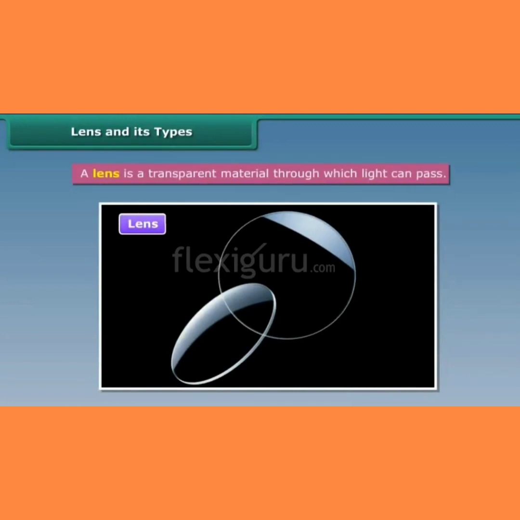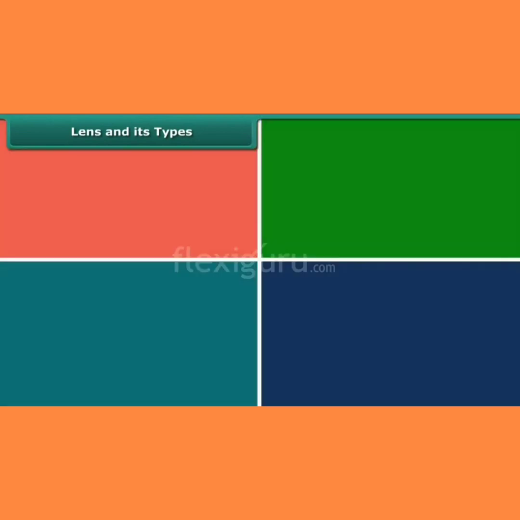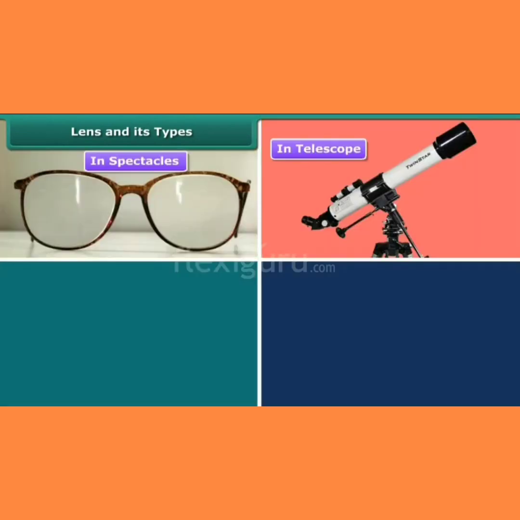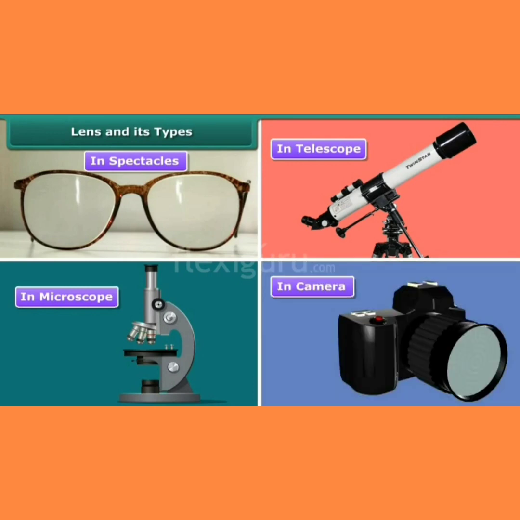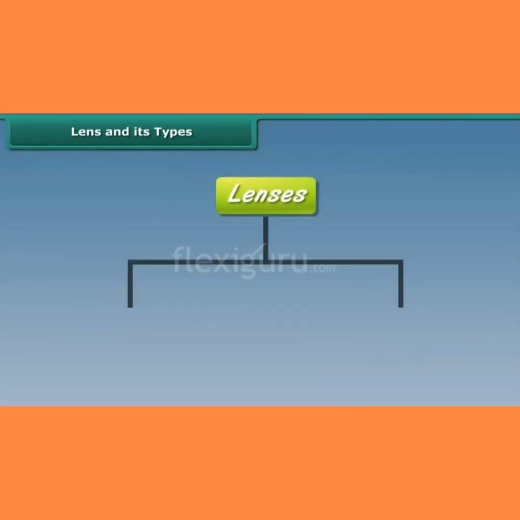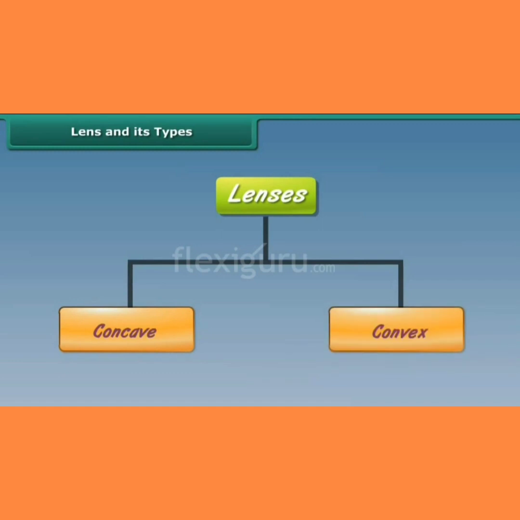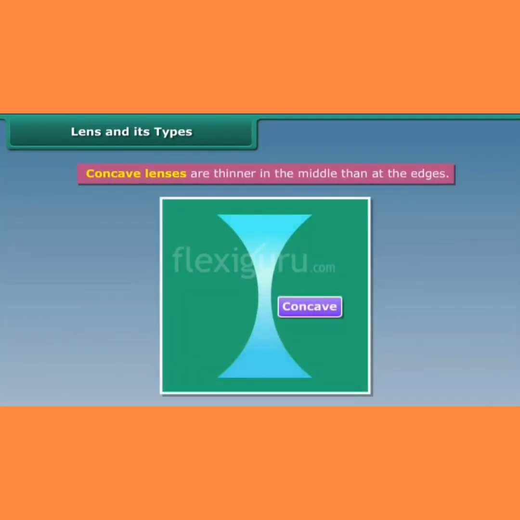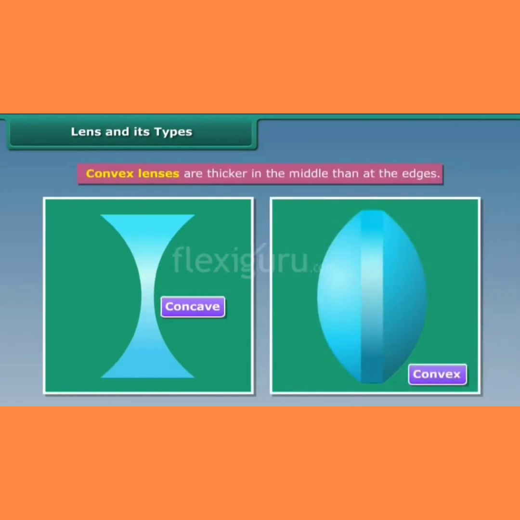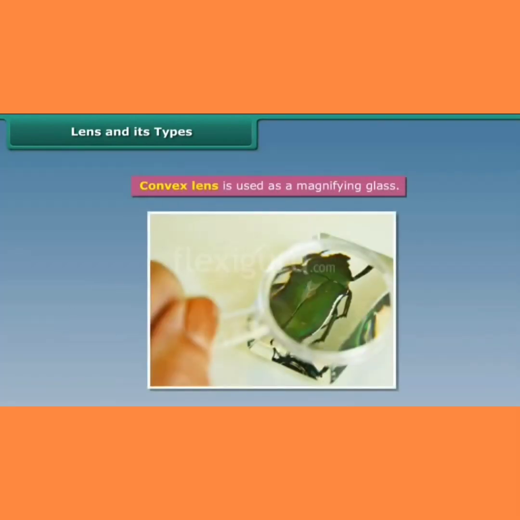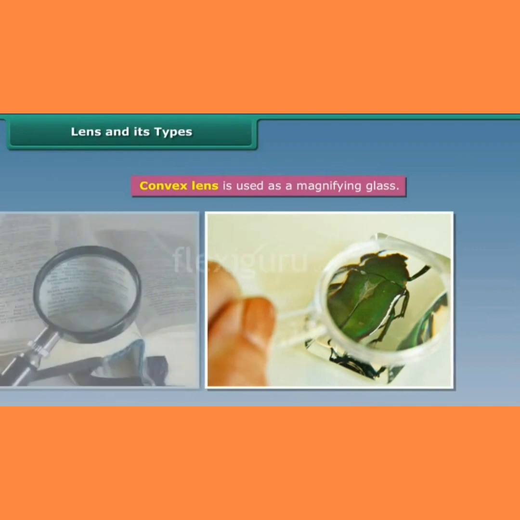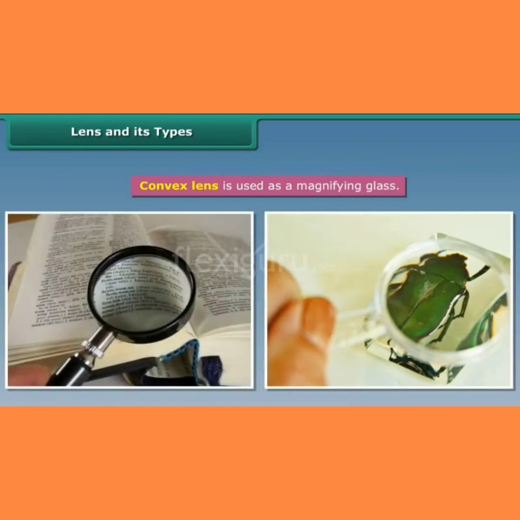A lens is a transparent material through which light can pass. Lenses are widely used in spectacles, telescopes, microscopes, and cameras. There are two types of lenses, concave and convex. Concave lenses are thinner in the middle than at the edges, whereas convex lenses are thicker in the middle than at the edges. We must have used a magnifying glass to observe the body parts of an insect, or must have used it to read small prints. Have you observed its shape? Well, it is convex. Hence, a convex lens is used as a magnifying glass.